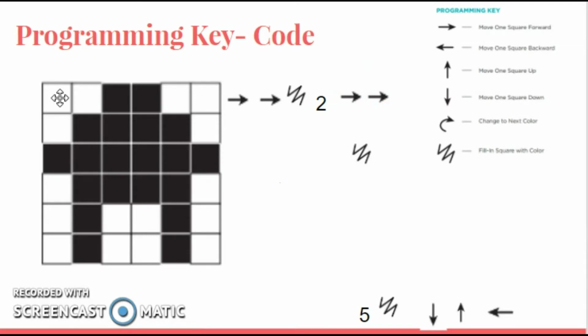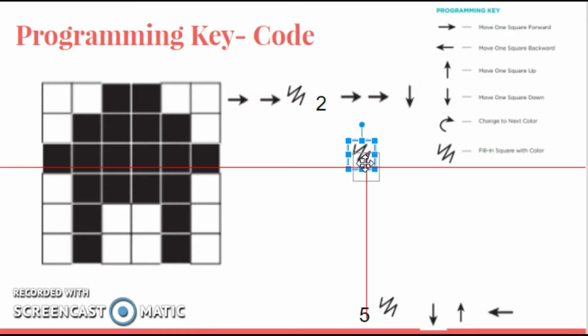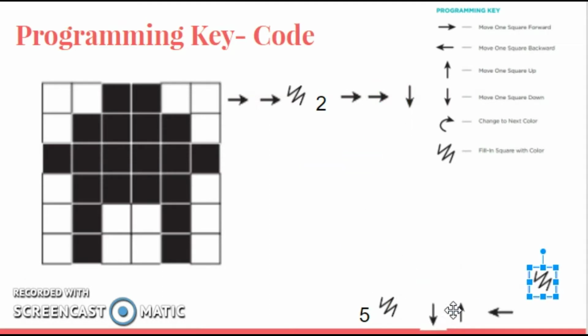Okay, so we start here. Move forward, fill in two, one, two, and then move forward, and then we need to go down. Okay, and then we need to go backwards, right? And how many times do we need to go backwards? So we need to go backwards one, two, three, four, five. So let's go backwards five.